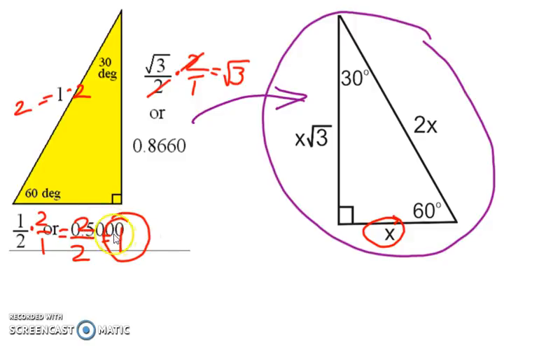So in our case here, our shortest side was 1. To get the hypotenuse from that shortest side, you just take it and multiply by 2. So that's why if our shortest side is x, we multiply that side by 2, and we get 2x. And then finally, we ended up with square root of 3.